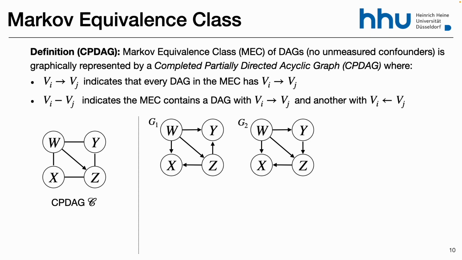What's the difference between an unshielded and a shielded collider? Shielded is because it's a triangle. Triplets is because there are 3 variables, right? This is unshielded because this edge doesn't exist, so you're not shielding A and C. If the first and the third variable of the triplet are not adjacent, then it's an unshielded triplet. So this is an unshielded triplet.